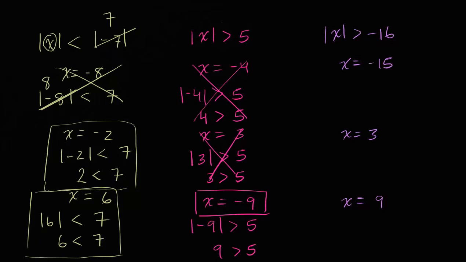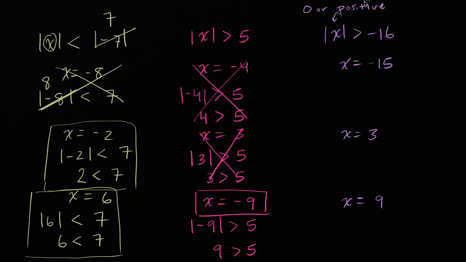All right, now let's do these ones in this light purple color. The absolute value of x needs to be greater than -16. There's something very interesting about this one, and we don't even have to look at the choices here. Can you think of any x for which this would not be true? Just think about it a little bit. The absolute value of a number, is it ever going to be negative? No, the absolute value of a number is going to be 0 or positive. It's going to be non-negative.